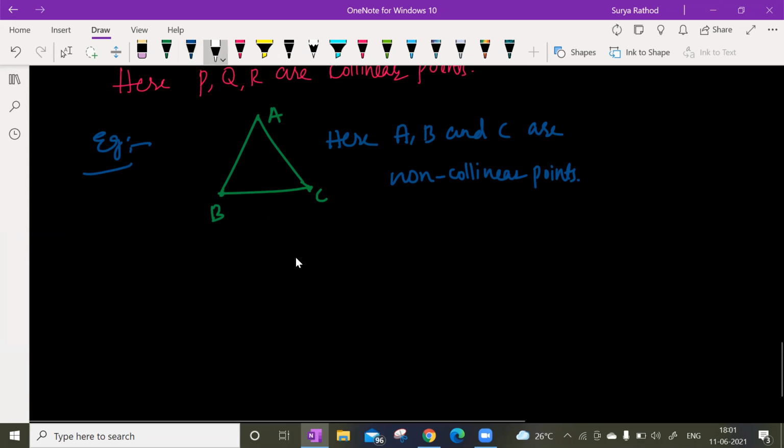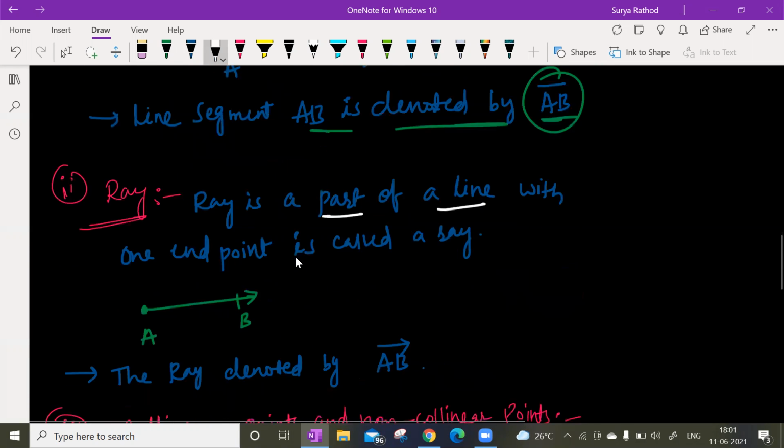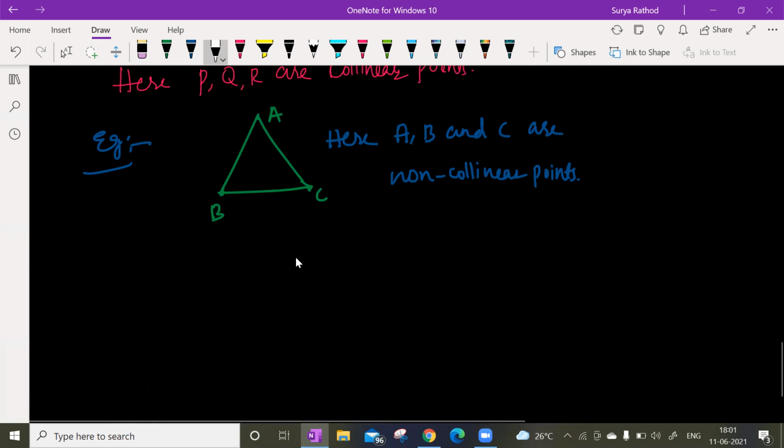Very simple. So these all are the terminologies related to line. If all points are on the same line, that is going to be collinear. If 3 or more than 3 points are not on the same line, that is going to be called non-collinear. Okay.